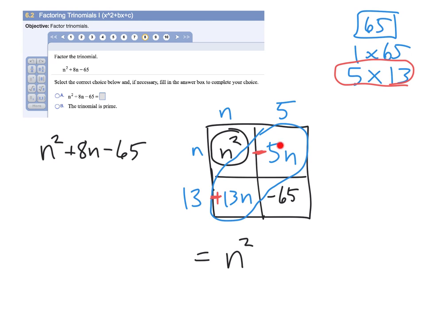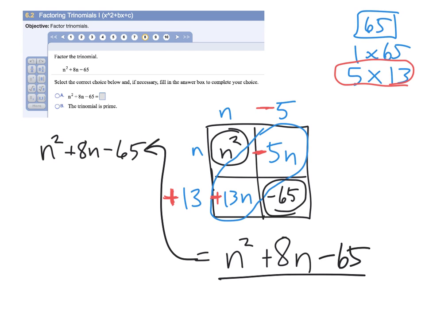So now I'm going to go back. Well, how do I get a negative 5n? Well, that means this 5 up here needs to be a negative 5. And then down here, if I need this to be a positive 13n, that means this 13 has to be a positive 13. And sure enough, how did we get the negative 65? Positive 13 times negative 5 gives you negative 65. So things are starting to look good. So what is this positive 13n and the negative 5n? What do they equal? Well, that's equal to positive 8n because there's more positives than negatives. And then you've got the negative 65 left over.